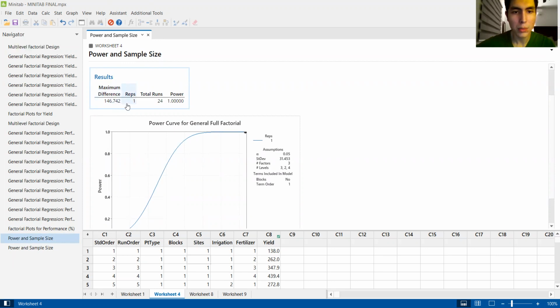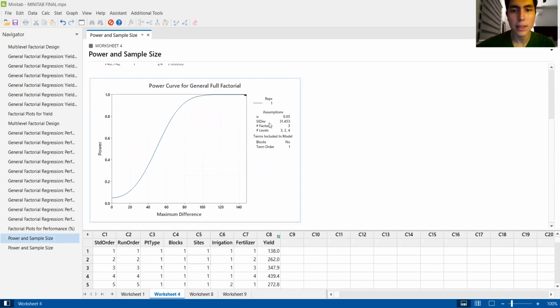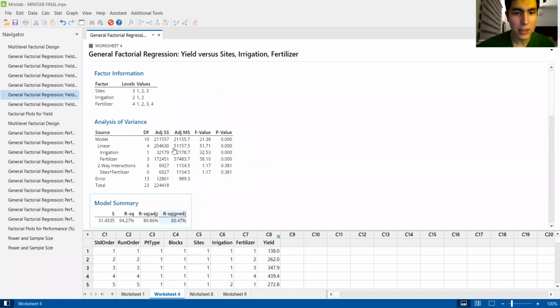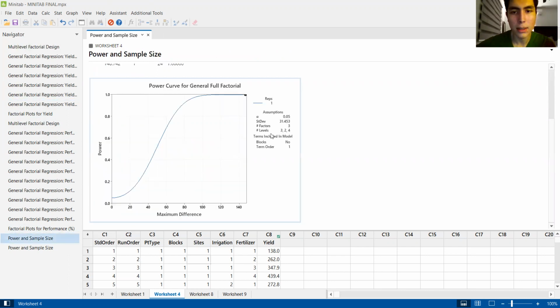146.742. One replicate, 24 runs, and the standard deviation, I got it by taking here on the ANOVA the adjusted mean square of the error. I did the square root of that and got a standard deviation of 31.453.